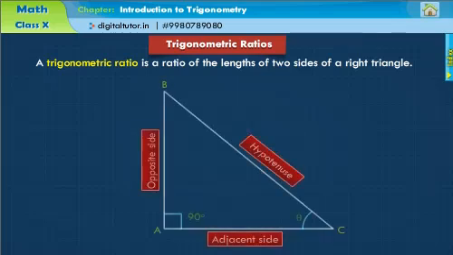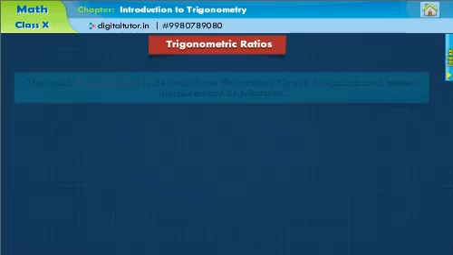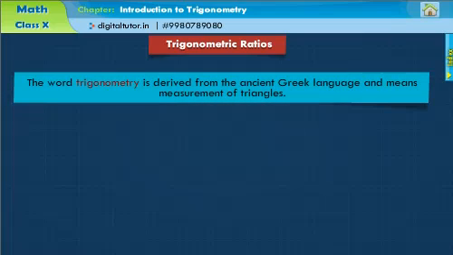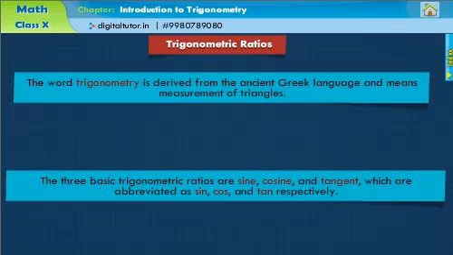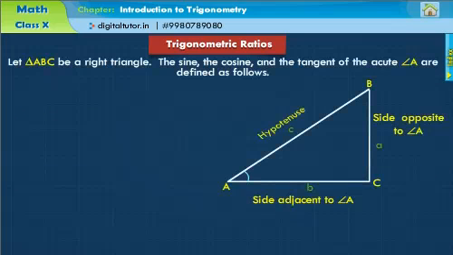A trigonometric ratio is a ratio of the lengths of two sides of a right triangle. The word trigonometry is derived from the ancient Greek language and means measurement of triangles. The three basic trigonometric ratios are sine, cosine, and tangent, which are abbreviated as sin, cos, and tan respectively. Let triangle ABC be a right triangle. The sine, the cosine, and the tangent of the acute angle A are defined as follows. Let's observe the following.